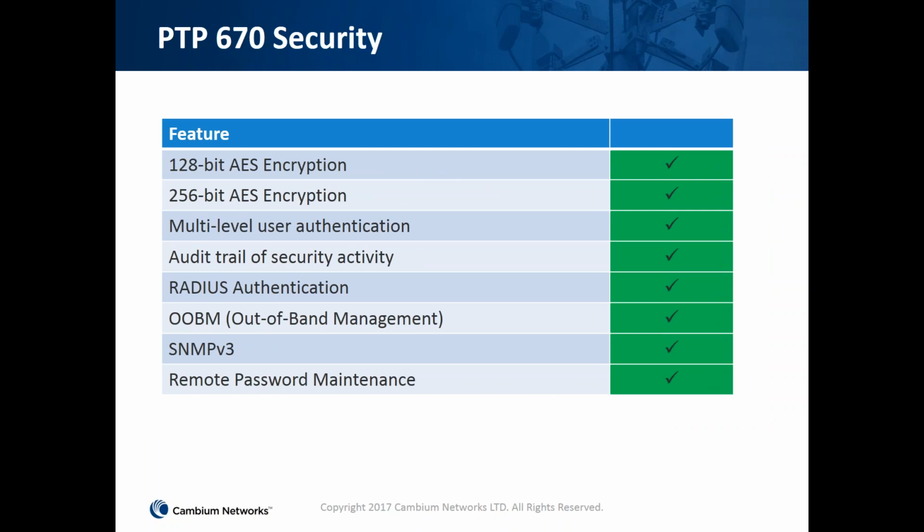A little bit about security features. The PTP 670 has AES 128-bit key and 256-bit key as well. It has multi-level user authentication. This is really useful for utility companies where you want a tiered system of authentication rather than just one master person who has control over everything. You have RADIUS authentication, out-of-band management, SNMP v3, and automatic remote password maintenance, which we'll get into a little bit. We also have over-the-air rekeying retransmission, which is part of the remote password maintenance, but it's done on its own.